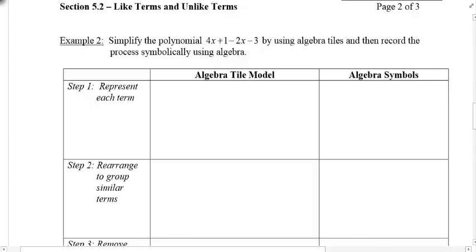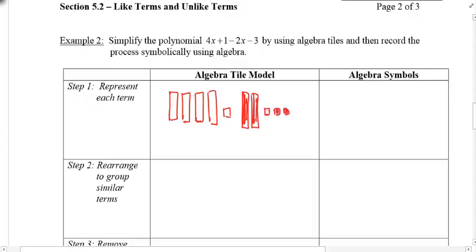Let's just represent each term. So 4x, that would be 4 rods. 1, 2, 3, 4. Plus 1 small square. And then minus 2x, that would be 2 negative rods or 2 dark rods. Minus 3, 1, 2, 3. And you should draw this out too. That's the algebra tile representation of the symbols 4x plus 1 minus 2x minus 3.